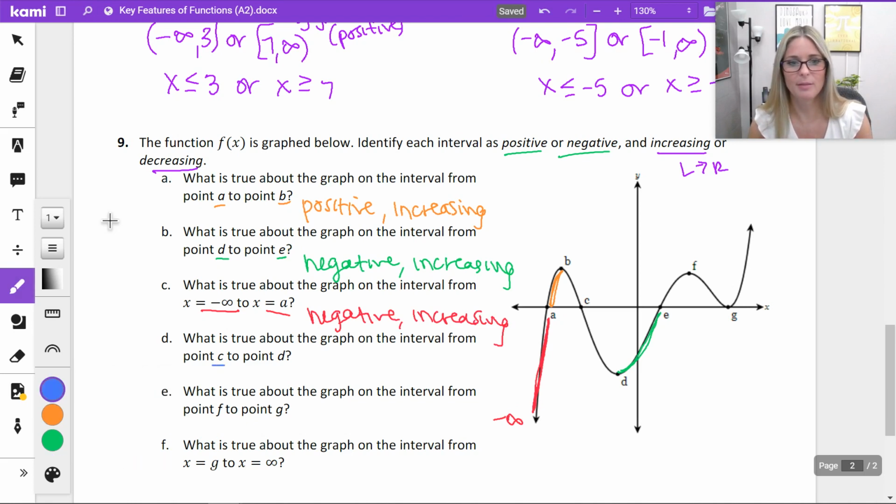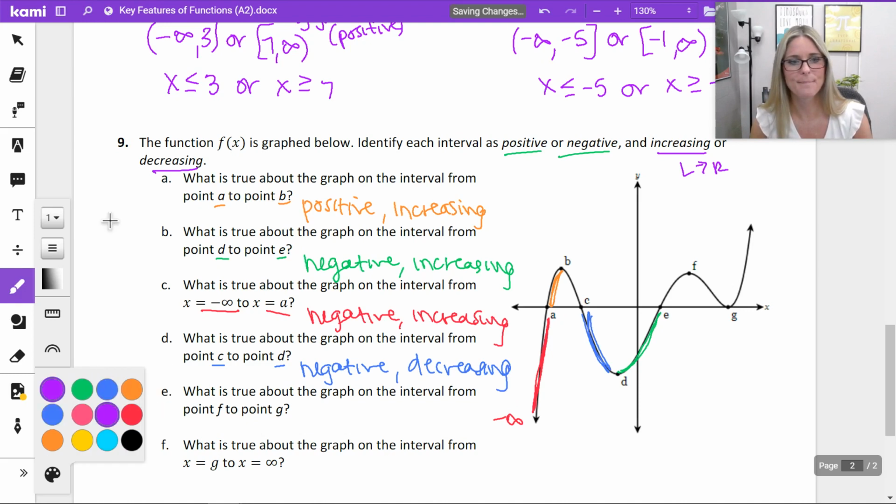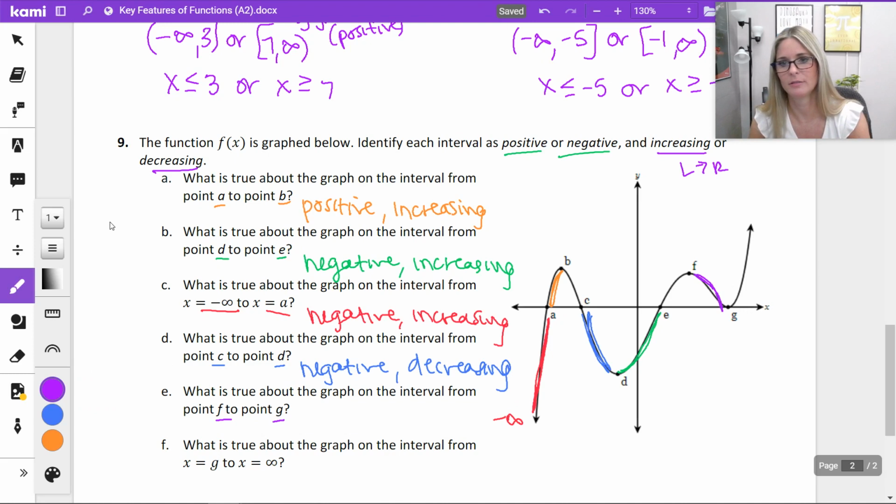D says from the points C to D, highlighting it there in blue, it is below the x-axis, therefore negative, and it is decreasing. Do you see that? It is falling from left to right, decreasing. This is our first decreasing, isn't it? E, what's true about points F to G? F to G over there in purple, it is positive because it's above the x-axis, decreasing because it's falling from left to right.